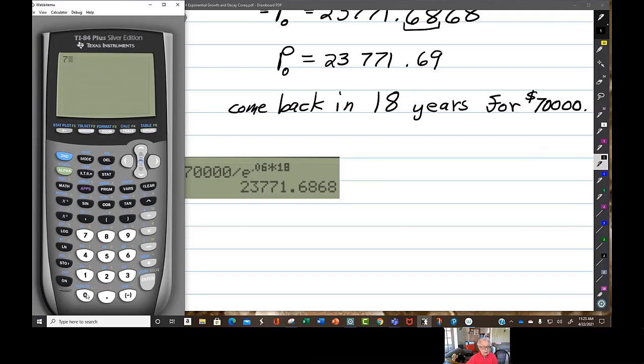All right, 70,000 divided by second LN. Now you've got E caret left parenthesis, 0.06 times 18, and you must close that parenthesis. Then we hit enter. Get the same exact answer.